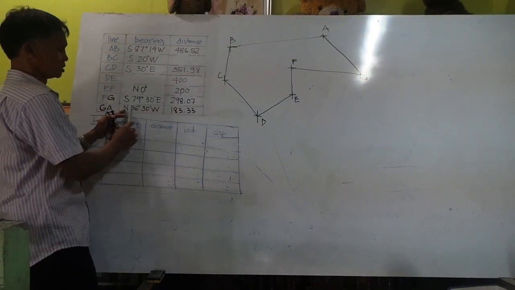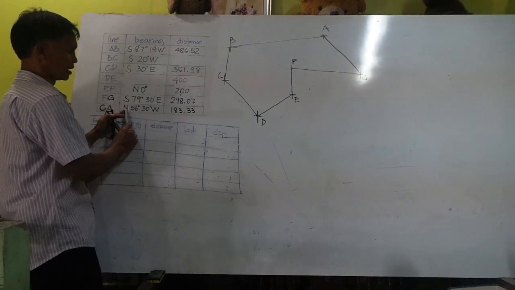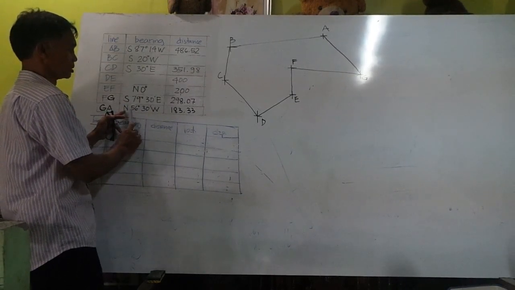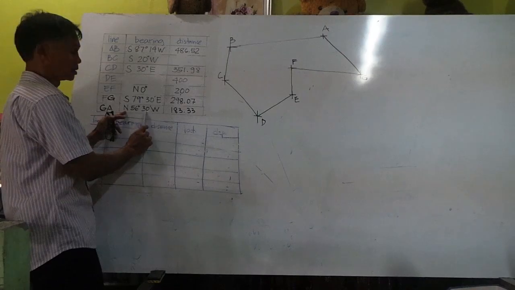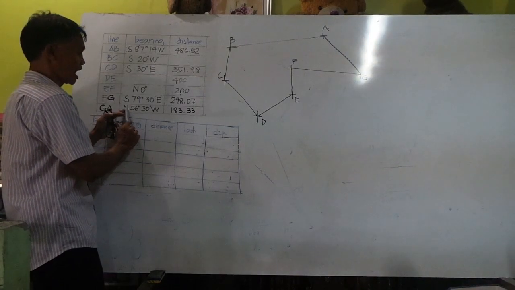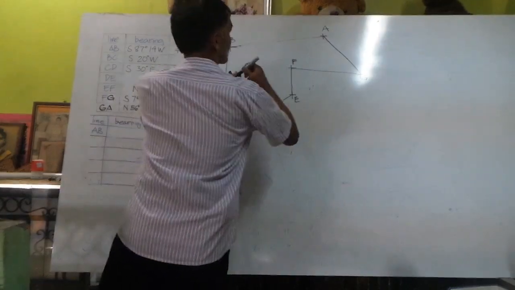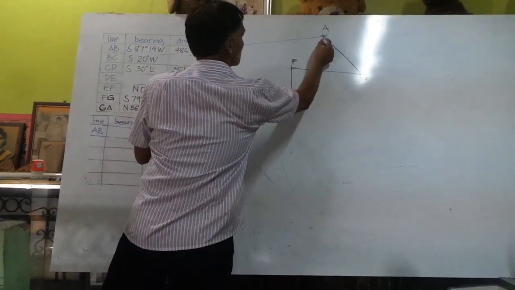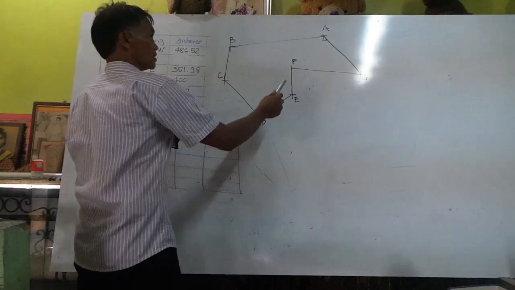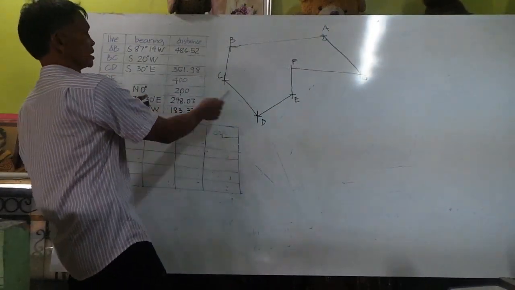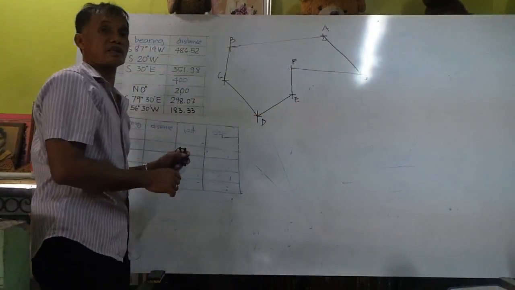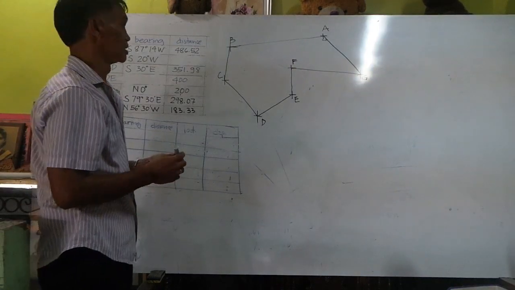You just use the opposite direction but the same data. So it will become south-east. You have here south-east, and so on and so forth, until you can sketch the traverse.